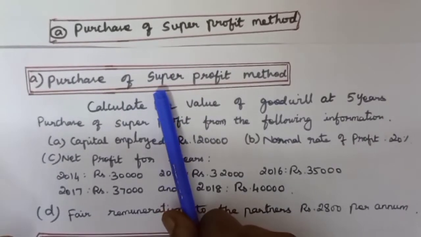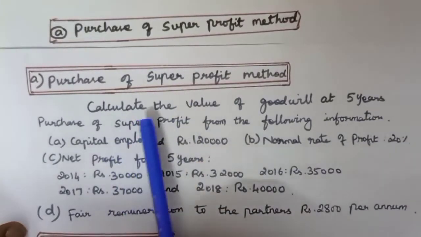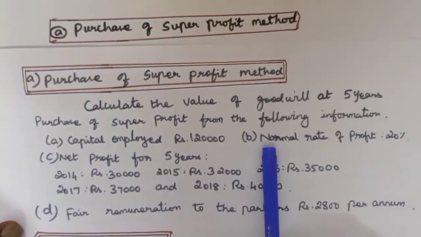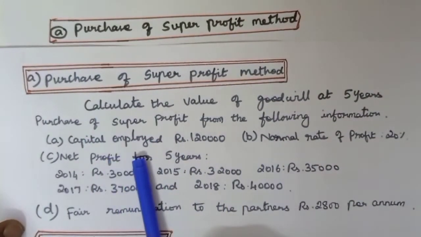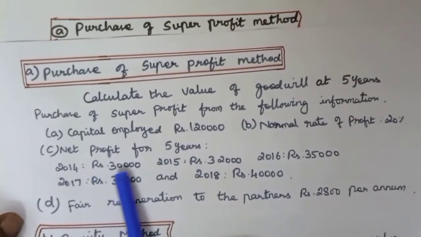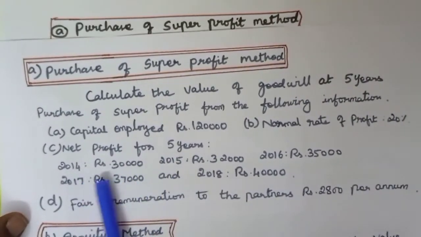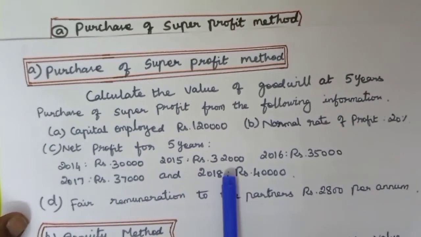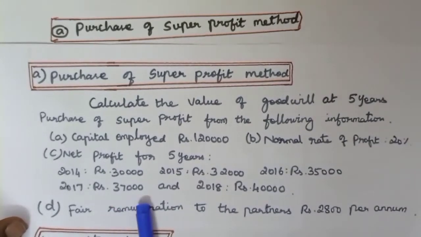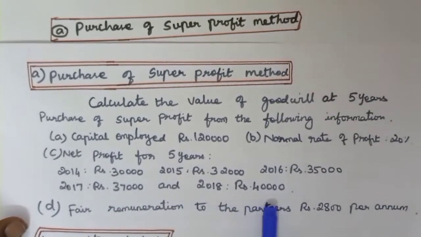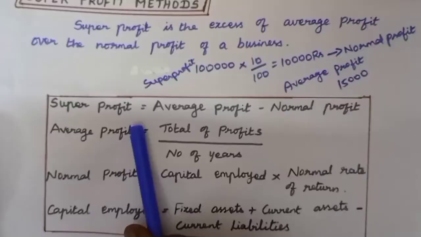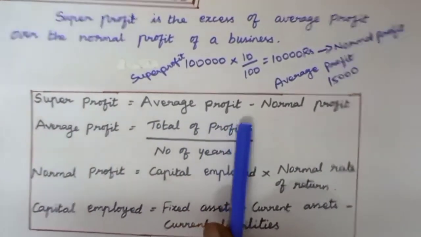First method, purchase of super profit method. Problem. Calculate the value of goodwill at 5-year purchase of super profit from the following information. Capital employed 1,20,000. Normal rate of profit 20%. Net profit for 5 years: 2014 30,000, 2015 32,000, 2016 35,000, 2017 37,000 and 2018 40,000. Fair remuneration to the partners rupees 2,800 per annum. Super profit is equal to average profit minus normal profit.